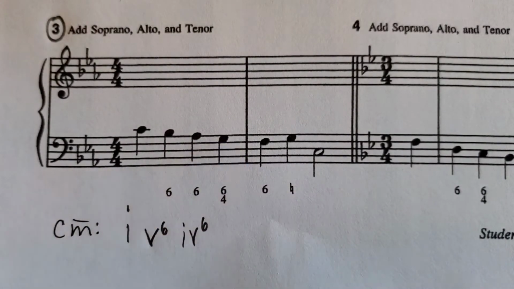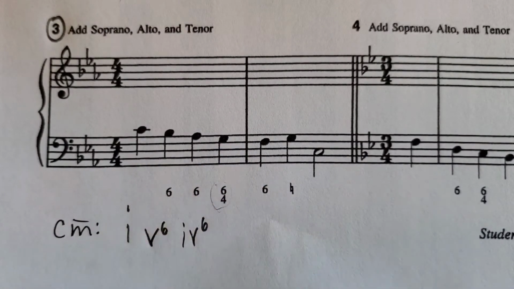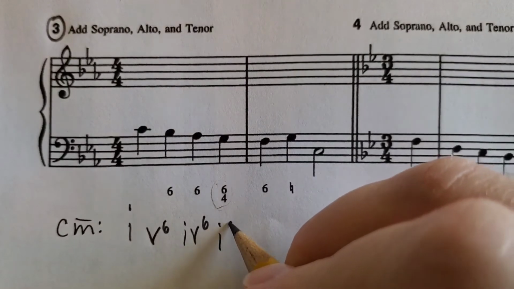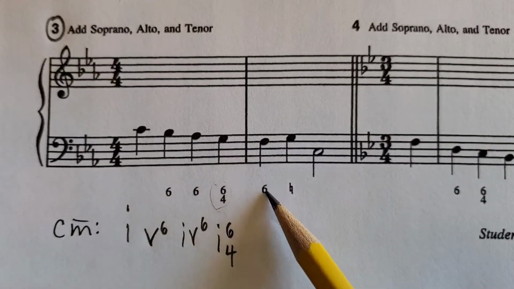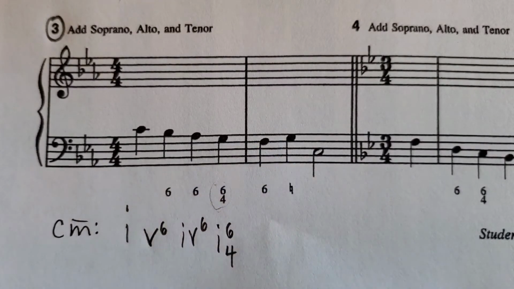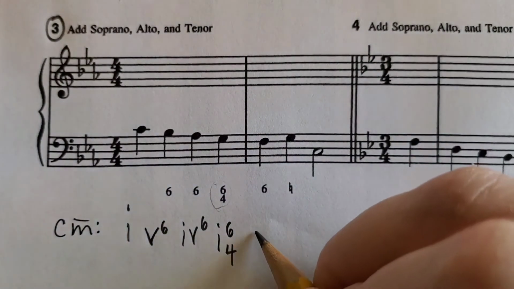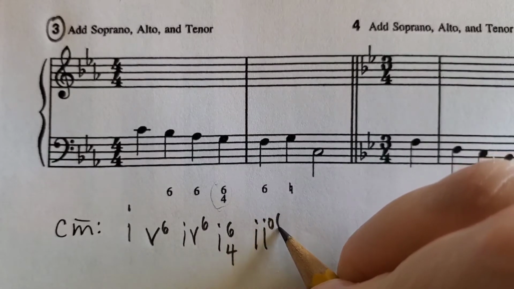G in the bass and 6/4 means this is the 5th of the chord, right? So if G is the 5th, C is the root. So this chord is going to be C minor above the G. 6 means first inversion. F is the 3rd, so D is the root. D, F, A flat's the chord. Now remember that's diminished in a minor key.